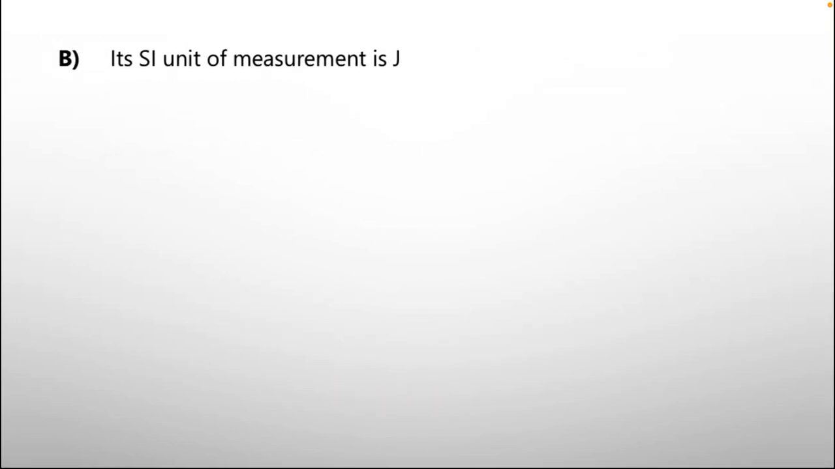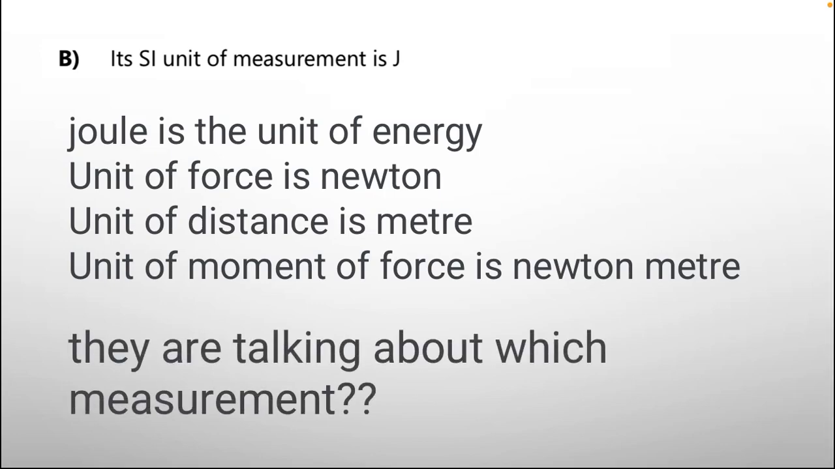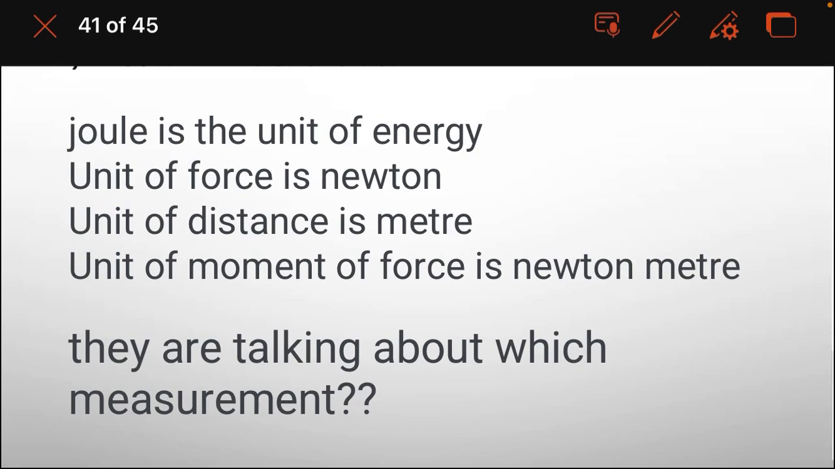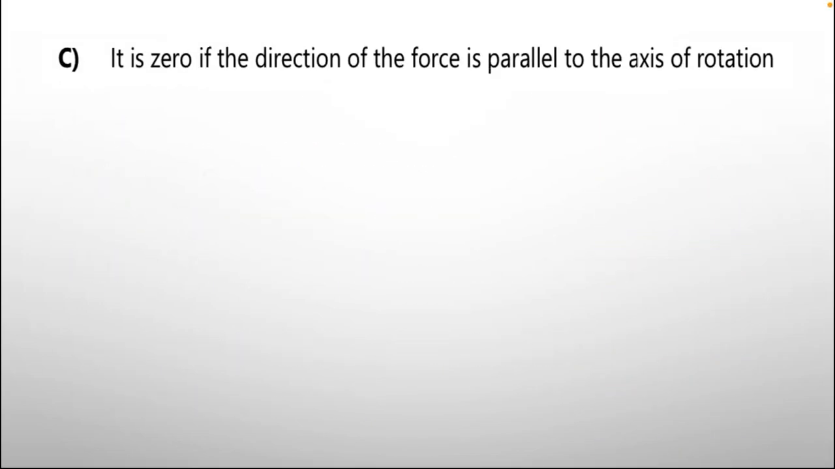B, its SI unit of measurement is joules. Joules is actually the unit of energy. The unit of force is Newton, the unit of distance is meter, and the unit of moment of force is Newton meter. So what are they talking about, and which measurement? So this option is incorrect. Option number C, it is 0 if the direction of the force is parallel to the axis of rotation.